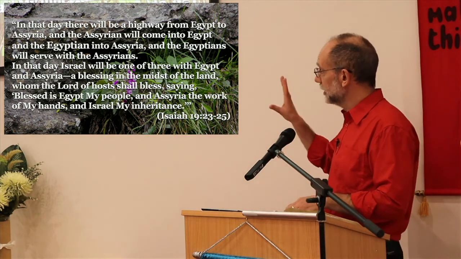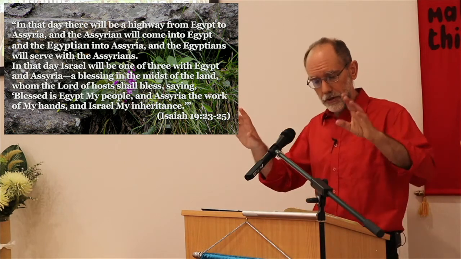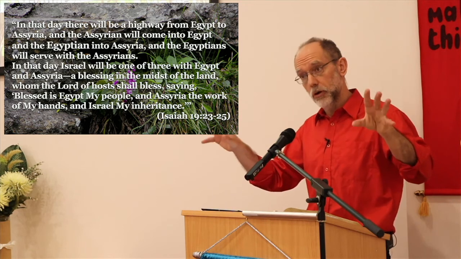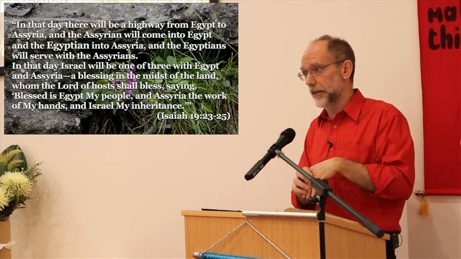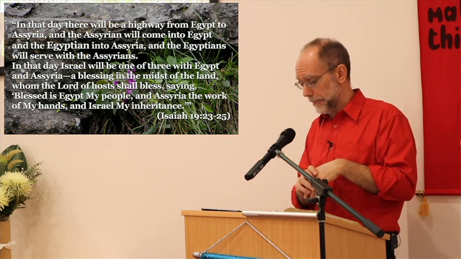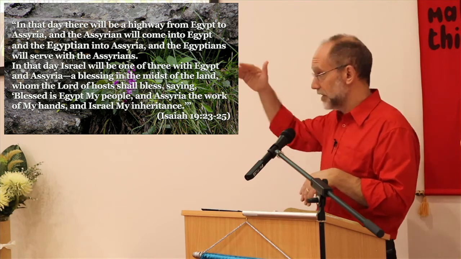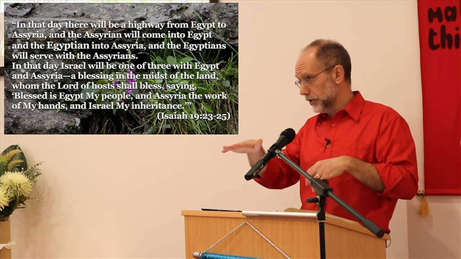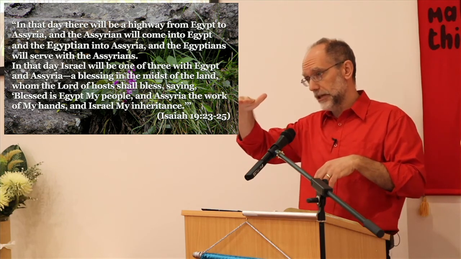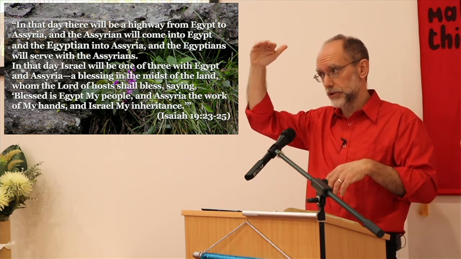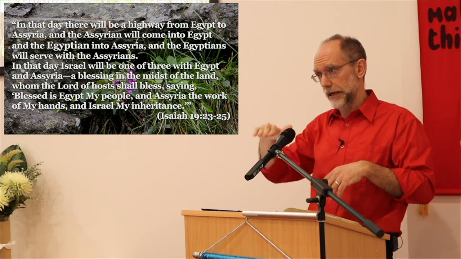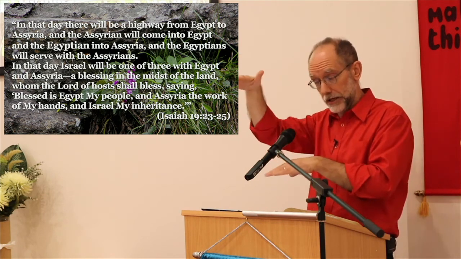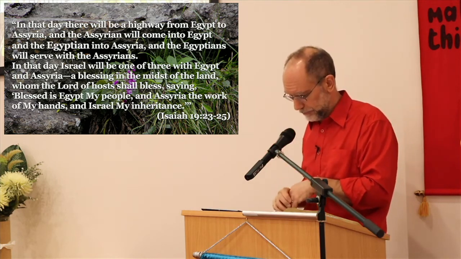Now, it's a lovely picture of three world powers working cooperatively together. But the thing about it is there's a hierarchy. Egypt is the lowest, Assyria is the middle, and Israel is the top. And when that hierarchy stands, then there is peace.